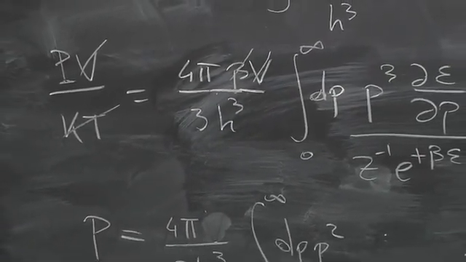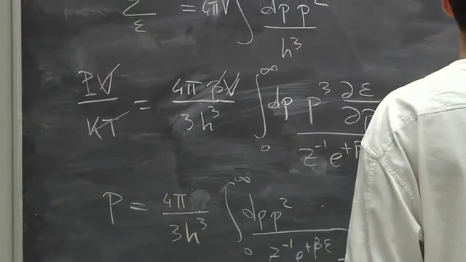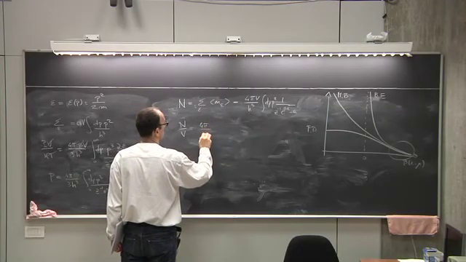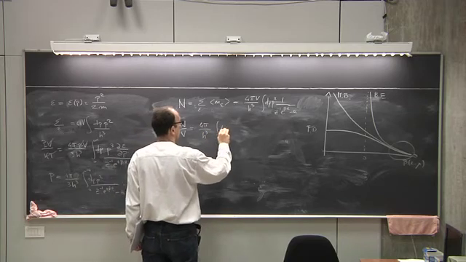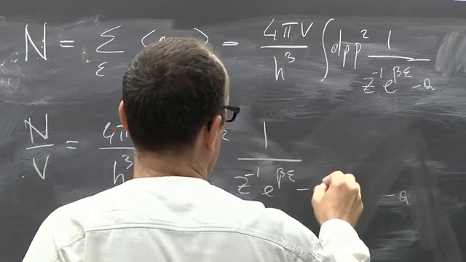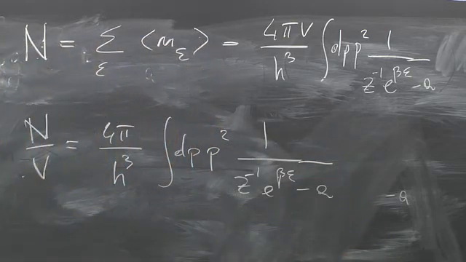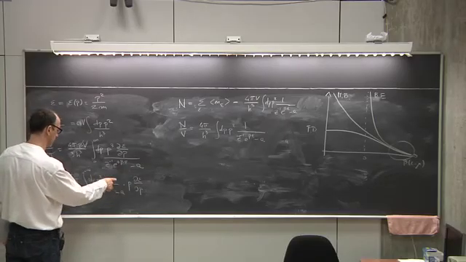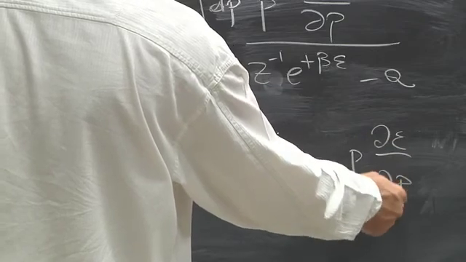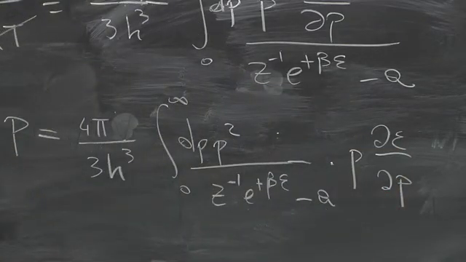Now, you see the density. So the density is equal to this 4 pi over h cube integral dp p squared 1 over z to the minus 1 e to the beta epsilon minus a. So you can interpret this object as being related to the average of the momentum times the derivative of the energy of the single particle with respect to the momentum, which is the velocity.